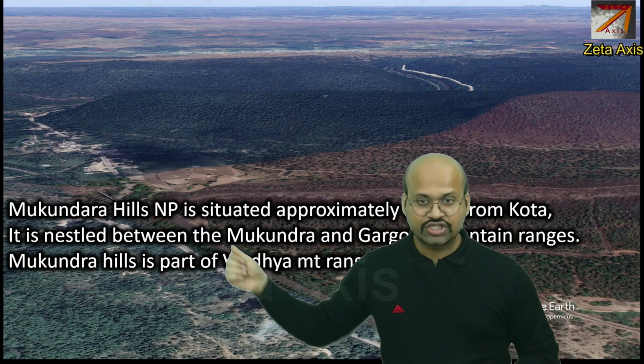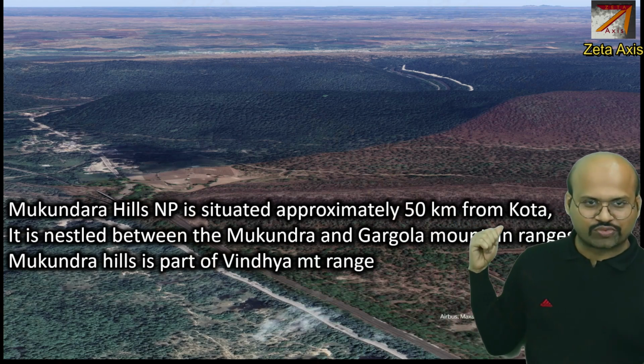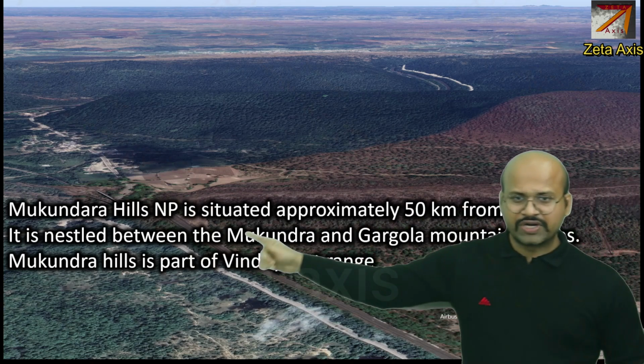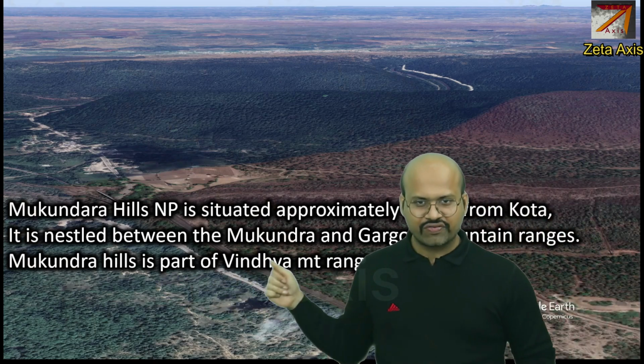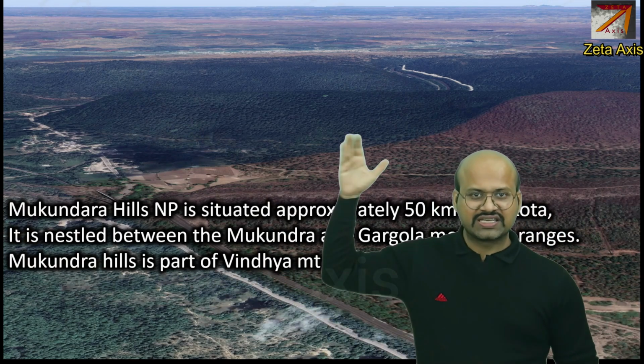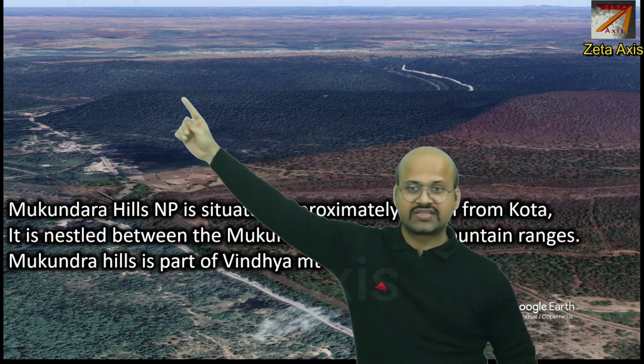The Mukundra Hills is situated approximately 50 kilometers from Kota city and it is between the Mukundra and Gargola mountain range, where the Mukundra Hills is part of the Vindhya mountain range. Here is a satellite view where we can see the mountains.